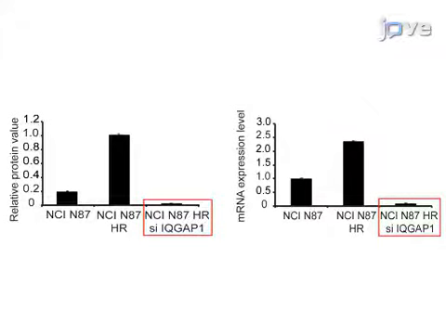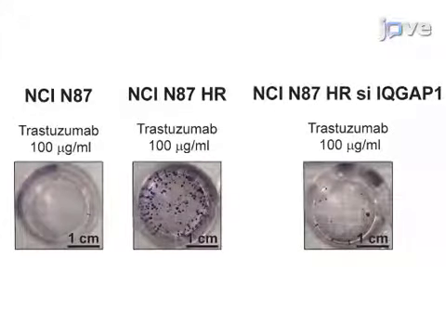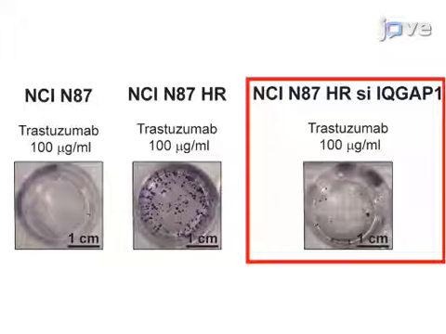IQGAP1 gene silencing is then performed to evaluate its role in the development of the trastuzumab resistance phenotype. A clonogenic assay further confirms the hypothesis of IQGAP1's importance. As seen here, the gene silencing restores the cell's sensitivity to trastuzumab, lowering the IC50 value to 7 micrograms per milliliter.